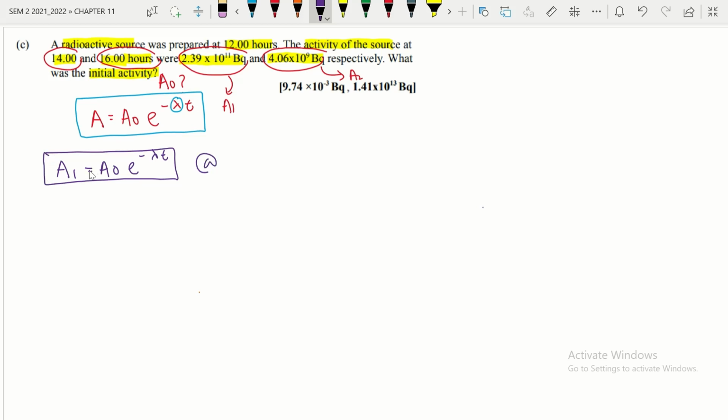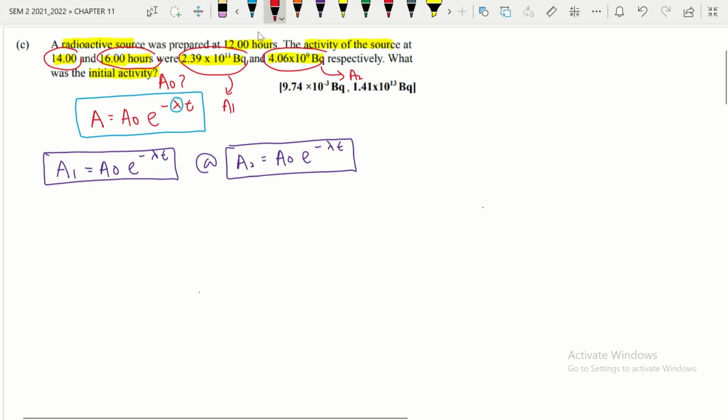So you can either use this equation or another one, activity 2. Alright, cuma bezanya sama juga. Kita boleh cari time taken dia, tetapi kita tak ada dia punya decay constant. So what about the time? Okay, what about the time?